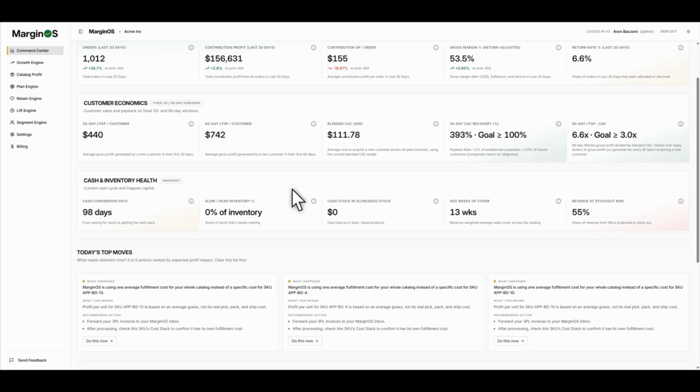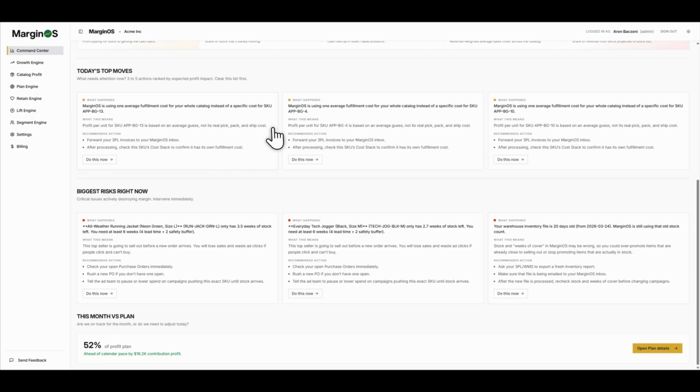Below that are today's top moves and biggest risks right now. Today's top moves surfaces the most important next actions. Sometimes that's pure upside, like this product family is printing profit, lean in. Other times it's setup or data work, like fix cost data here, so every number in MarginOS is trustworthy. The point is, it tells you do this first, whether that's a campaign tweak or a data cleanup that unlocks better decisions. Biggest risks right now surfaces the most urgent downside, margin leaks, stockout landmines, or return problems that can't wait.